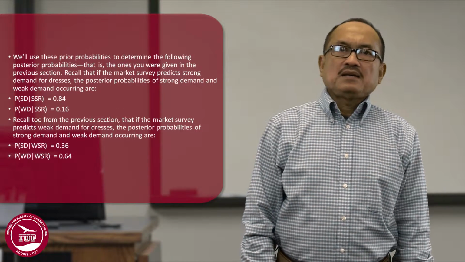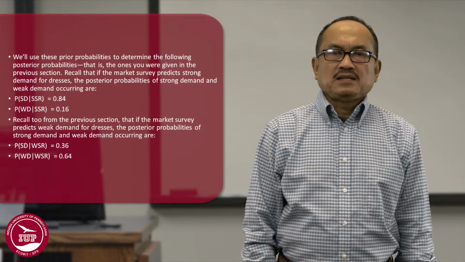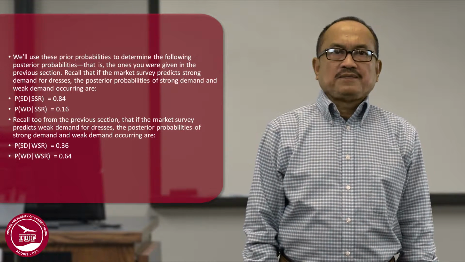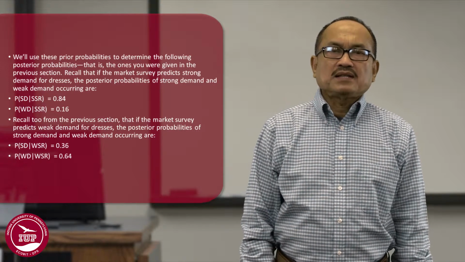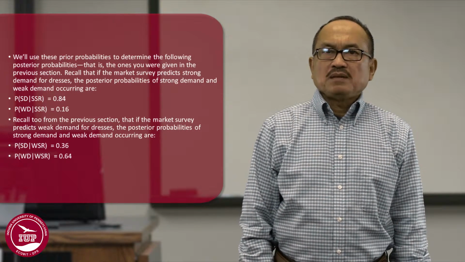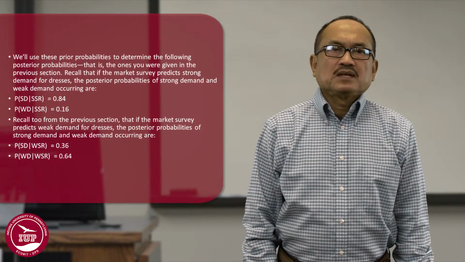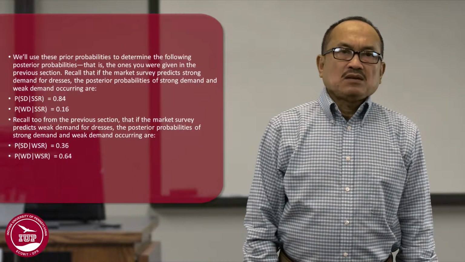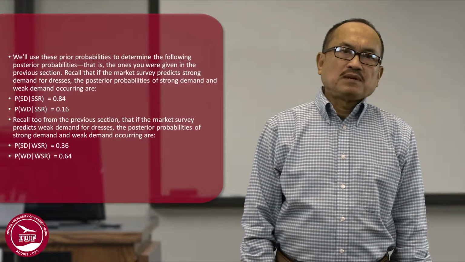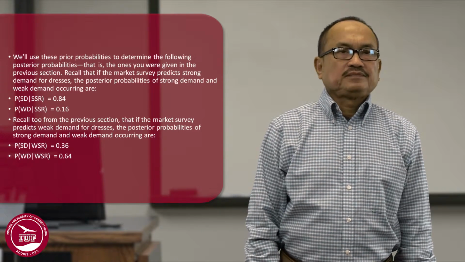We'll use these prior probabilities to determine the following posterior probabilities, which are the ones you were given in the previous section. Recall that if the market survey predicts strong demand for dresses, the posterior probabilities of strong demand and weak demand occurring are: probability of SD given SSR is 0.84 and probability of WD given SSR is 0.16.